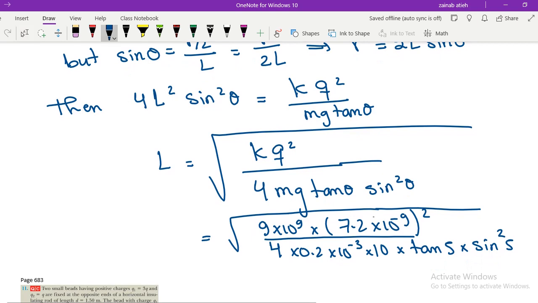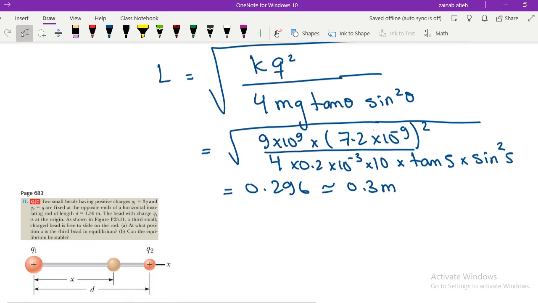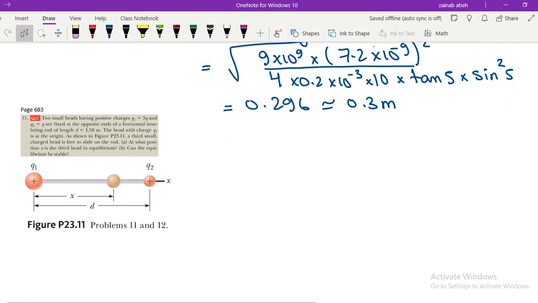Our answer is 0.296, approximately 0.3 meter. Okay, this is for problem 10. Now let's do problem 11, page 683.